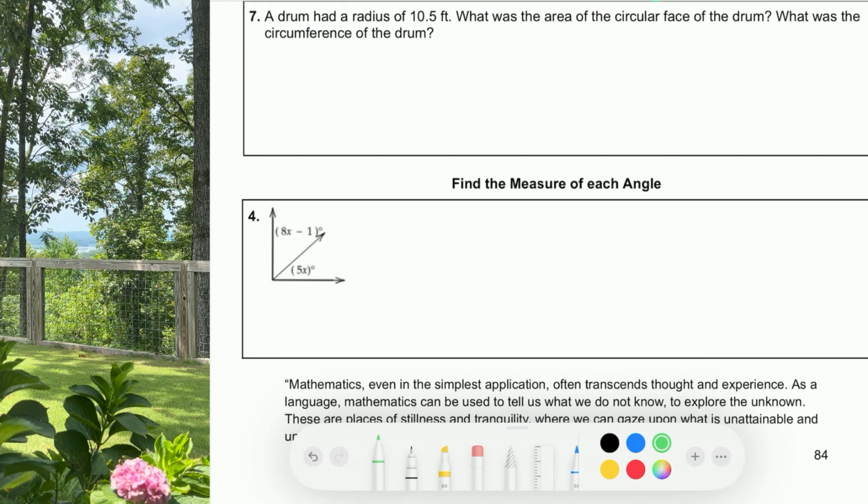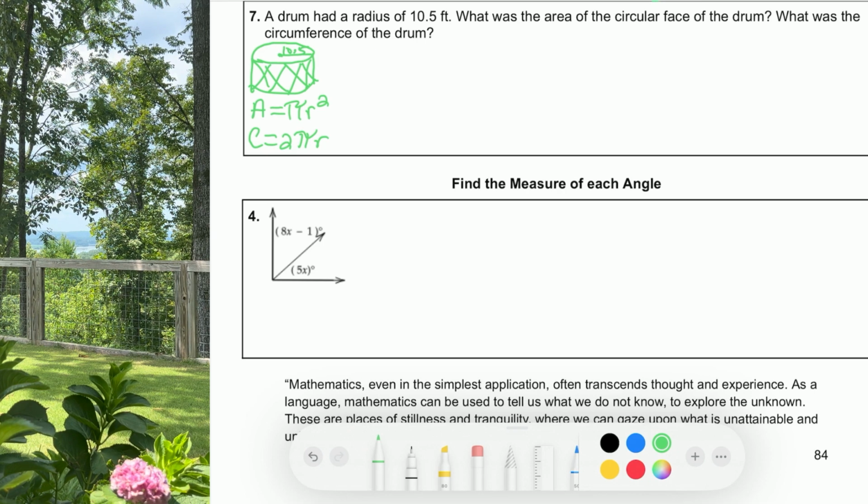Now let's look at number 7. A drum had a radius of 10.5 feet. Let's draw our drum and label it. 10.5. Okay. What was the area of the circular face of that drum? All right, so remember, area of a circle is area equals pi r squared. What was the circumference of the drum? Okay, we're also looking for circumference. So circumference equals 2 pi r.